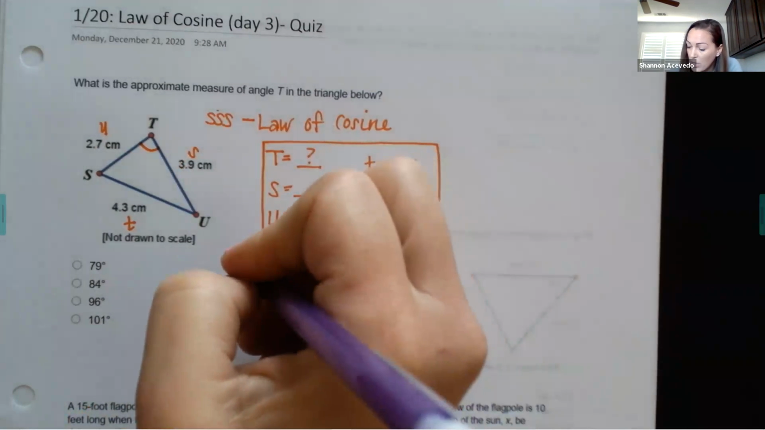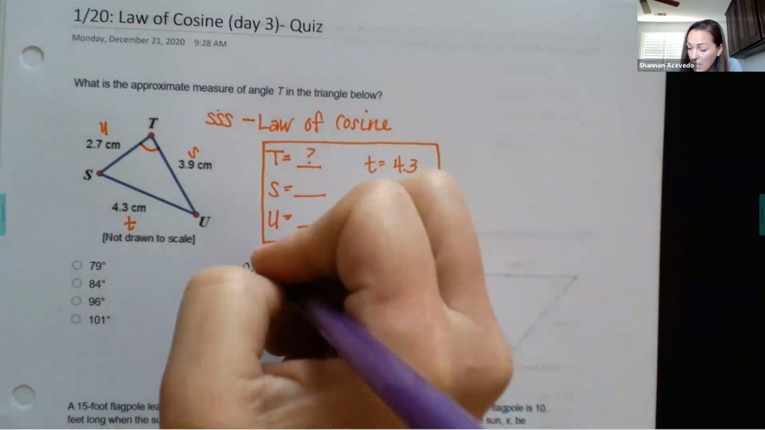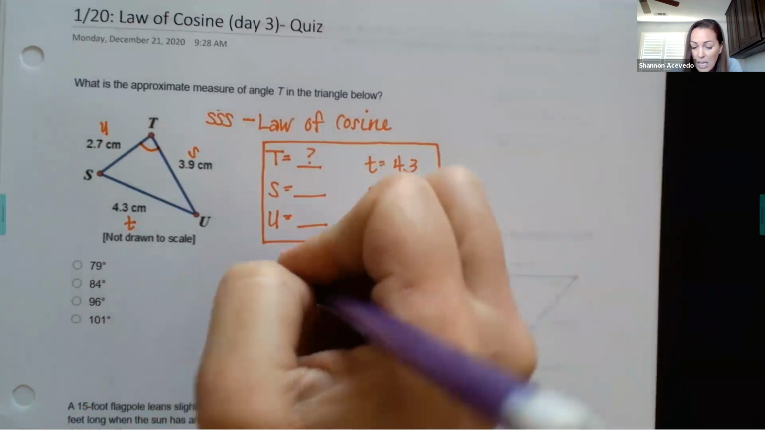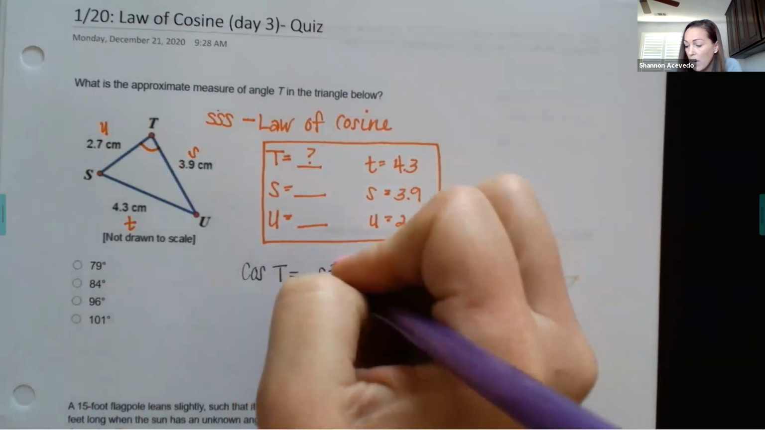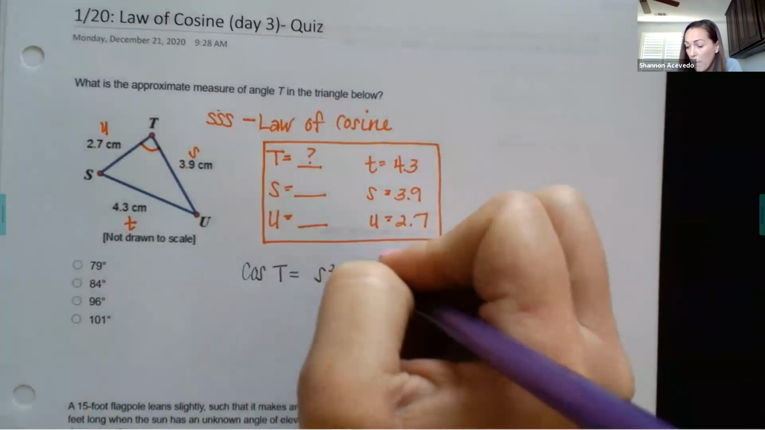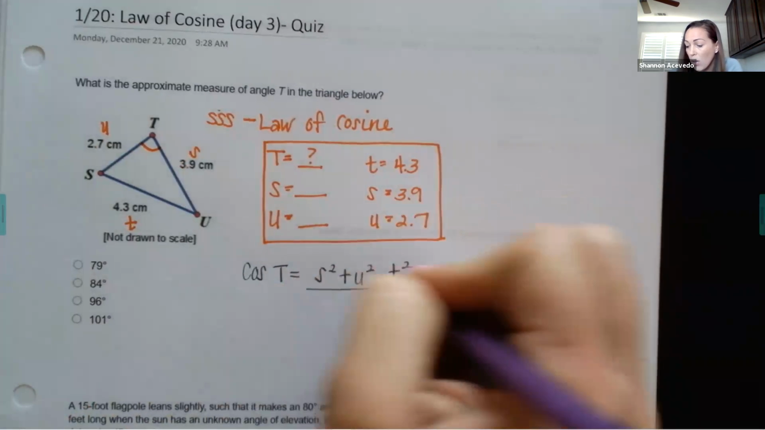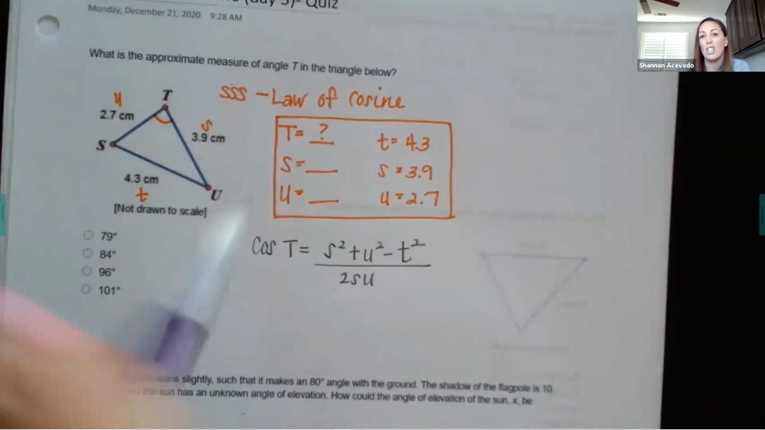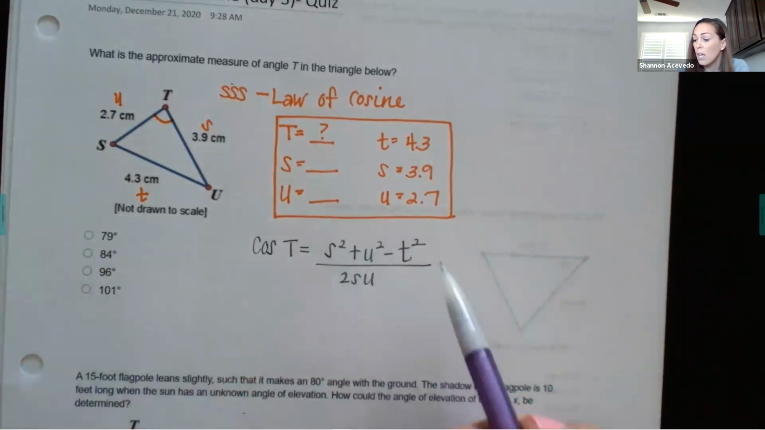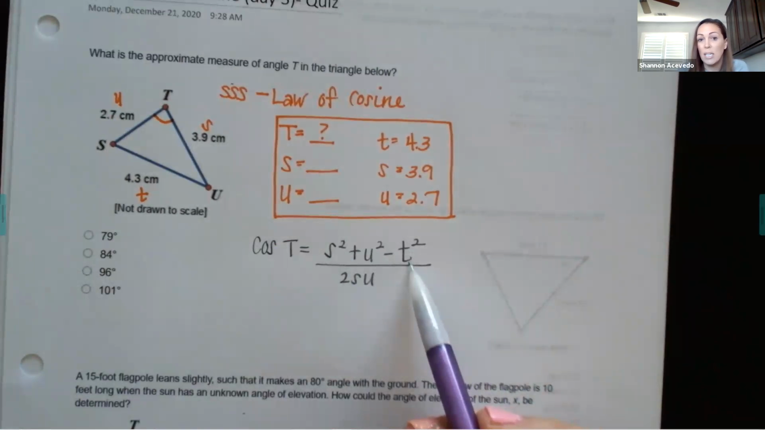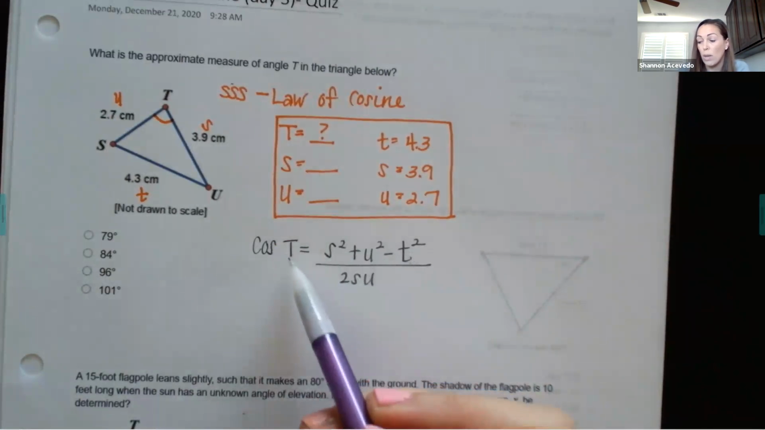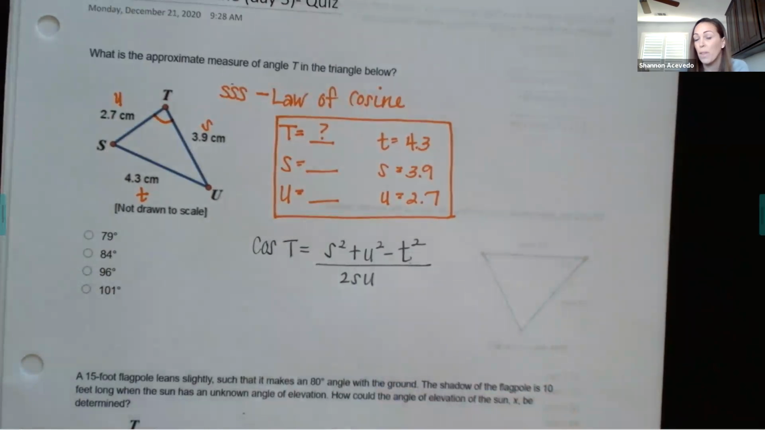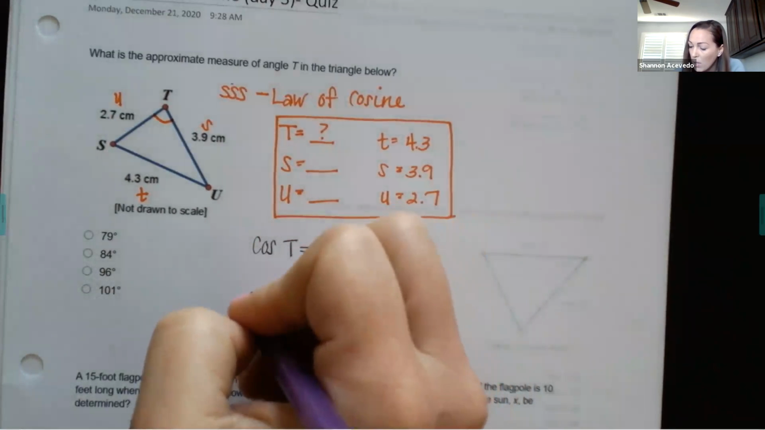All right, so if I'm going to go ahead and solve for angle T, I'm going to use the equation cosine of T is equal to S squared plus U squared minus T squared, all over 2SU. So remember, when we talk about this equation, we have to try to match it up. The one that's subtracted is always going to be the one to match the angle we're looking for. So I'm going to fill in everything I know.